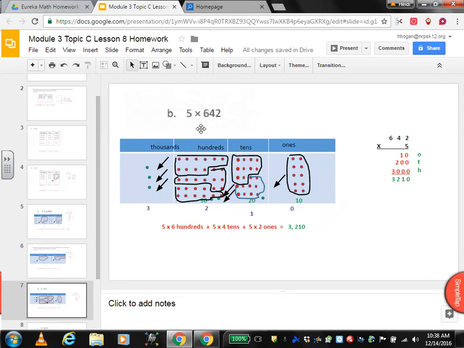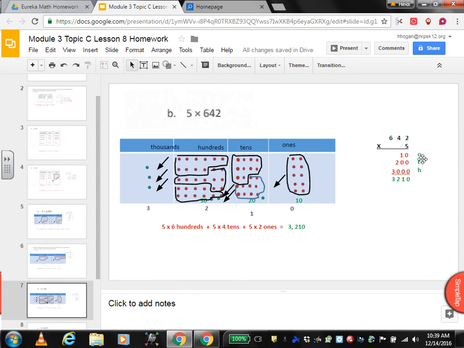Okay? That's 5 times 600s, 5 times 4 10s, 5 times 2 1s. We do need to regroup because we have 10 1s, which gives us a 10. So we're left with 0 1s. We have 20 10s. So that's 2 hundreds, and it leaves us with 0. We have 10, 20, 30 hundreds, so that gives us 3,000, but we have our 2 10s left.